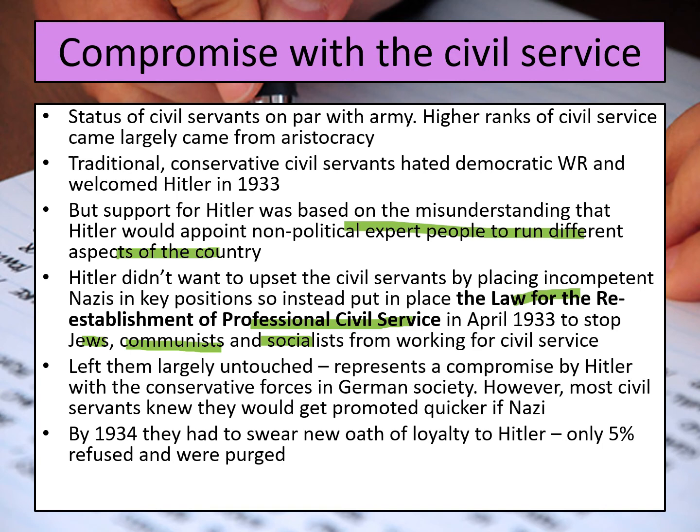So at first, the civil service were largely untouched, which represents an element of compromise by Hitler with the conservative forces in German society, because they essentially needed each other at this point, and Hitler realised he couldn't replace them all without causing outrage and opposition, and they knew that they needed to work with Hitler rather than against him. However, lots of civil servants, even if they weren't really supporting the Nazis in general, still joined things like the Nazi Party because they knew that they would get promoted quicker if they were officially a member of the Nazi Party.